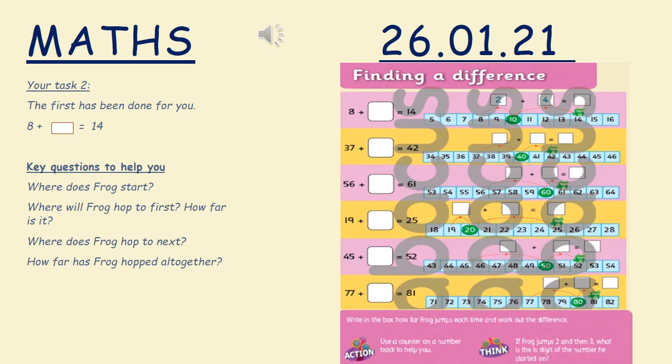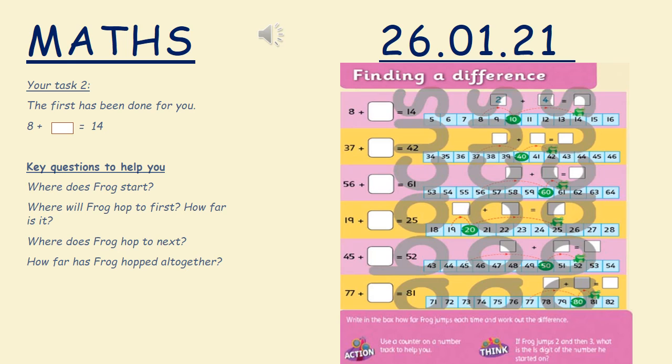For your second task, the first one has been done for you. 8 plus box equals 14. Okay. Now what you need to ask yourself is, where does frog start? So for the first one, frog starts from 8, which is the smaller number. Where will frog hop to next? How far is it? So frog hops from 8 to 10 because 10 is the next multiple of 10. So he does 2 hops to get to 10.